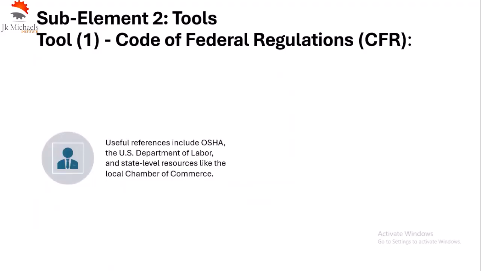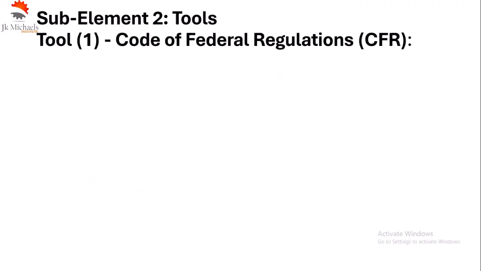All of these can be sources of regulation that can guide us and help us know what we should do, right? So the Occupational Safety and Health Administration, OSHA, provides guidelines for occupational safety and health. Okay, so we have 2.1, which is the Code of Federal Regulations, or CFR.